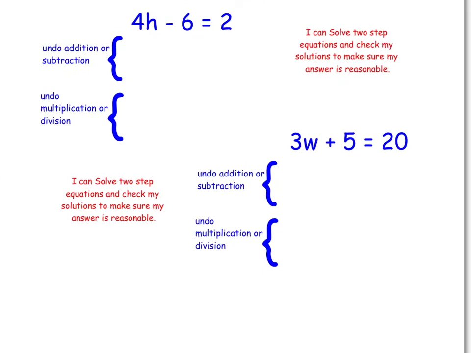Alright, here's two examples on this page. So, we've got to undo our addition or subtraction first. So I'm going to add 6 to both sides. This side it cancels out, and I have 4h left over. This side I have 8. Next, I'm going to undo my multiplication by dividing by 4 on both sides.